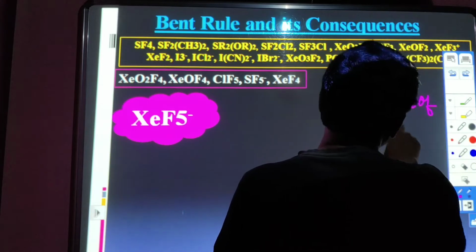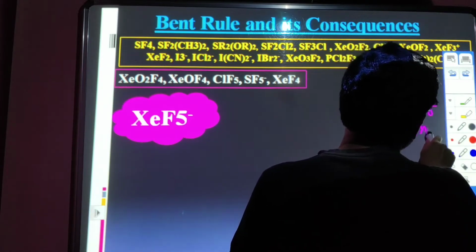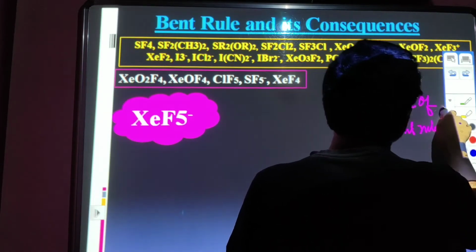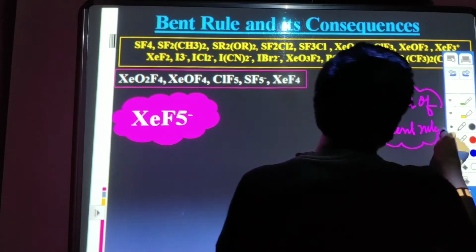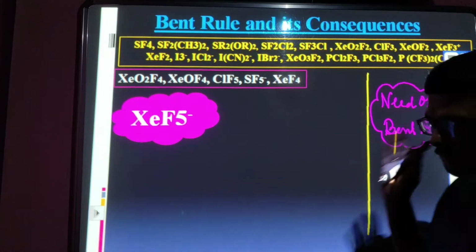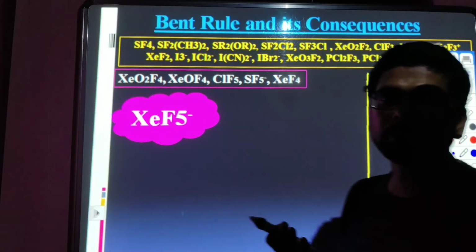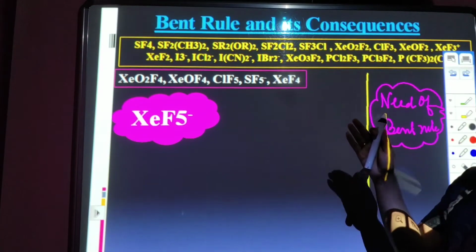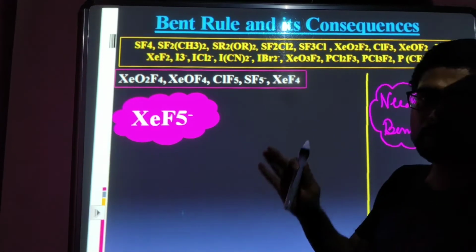Need of Bent's rule. Why is there a need of Bent's rule? Bent's rule এর প্রয়োজন কি? Bent's rule কোথায় লাগবে? কি জন্য Bent's rule আমার লাগবে?